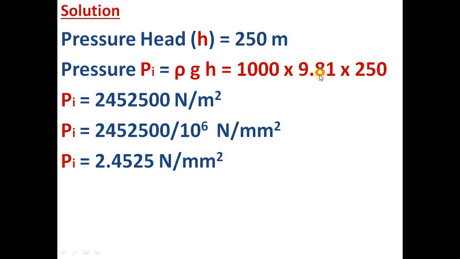This is in SI units, no problem. But what will be the unit of the obtained value of Pi? That will also be in SI unit, that means Pascal or Newton per meter square.